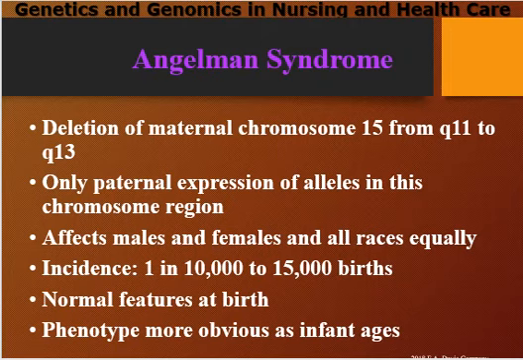Because they do have normal features at birth. The phenotype is more obvious as the infant ages. Their developmental delay is more noticeable by about 6 to 12 months of age. Seizures often begin between 2 and 3 years old. They tend to, not always, but they tend to get better as the child ages. They do have a pronounced speech impairment with little to no use of words. Their use of words is variable, but very limited, if at all.